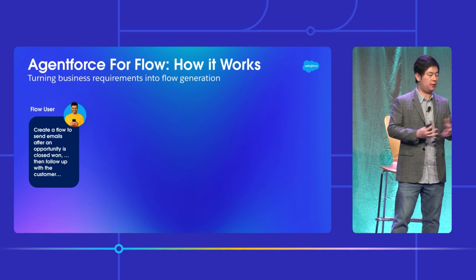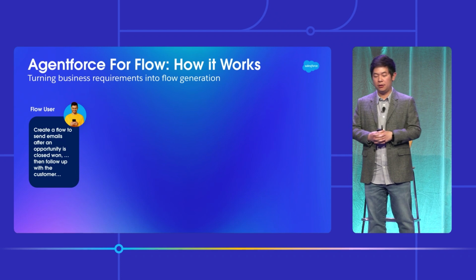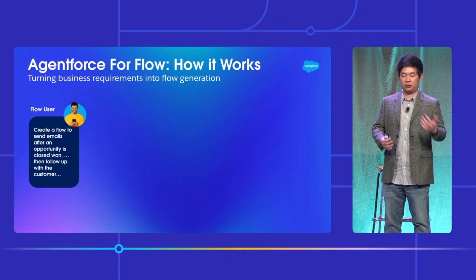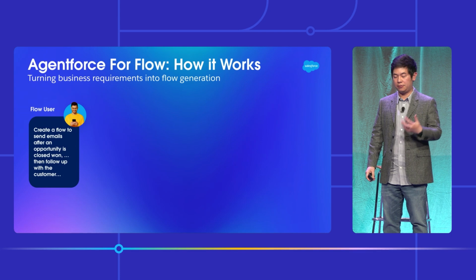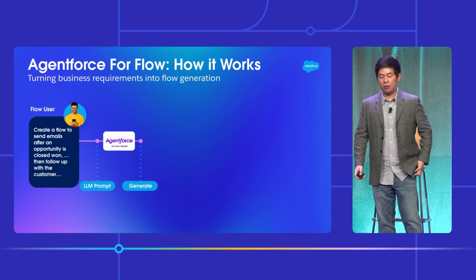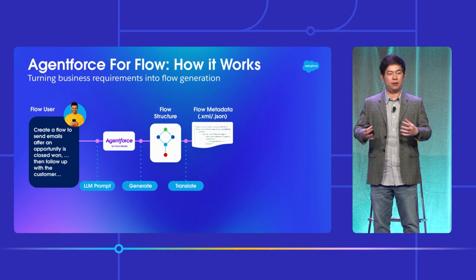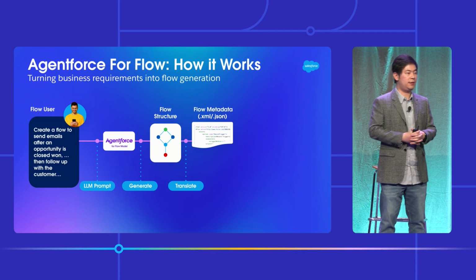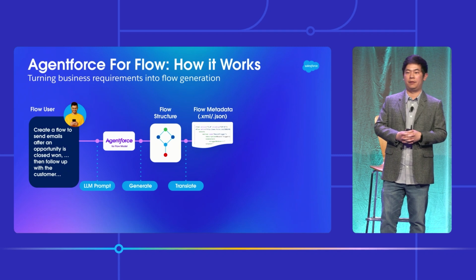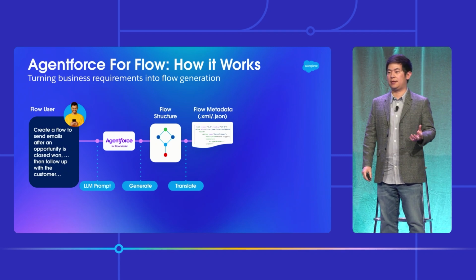So for instance, the user says, well, I want to create a flow to send an email after an opportunity is closed won, then follow up with the customer with something. When our model looks at this prompt, it will generate a flow structure at a very high level first. So it is a graph representation of a flow. It consists of your elements and the connectors.